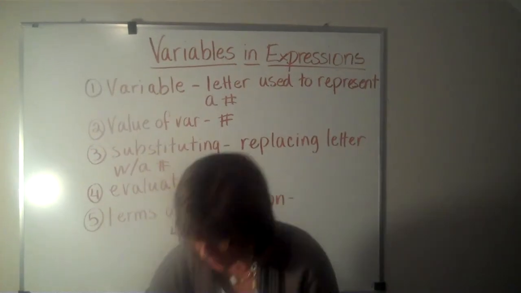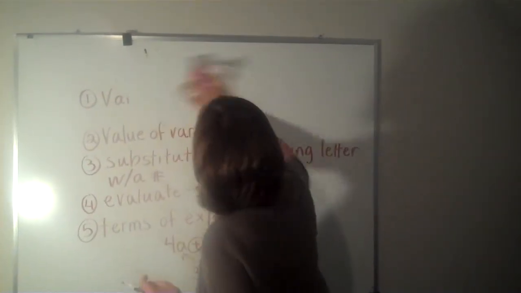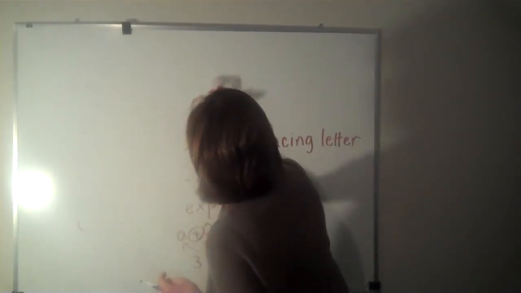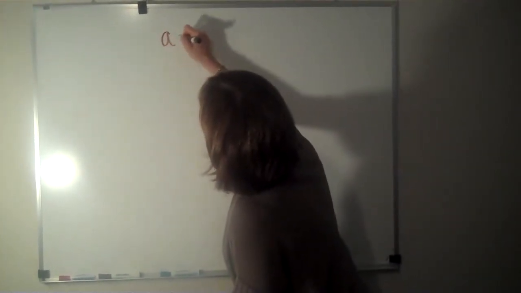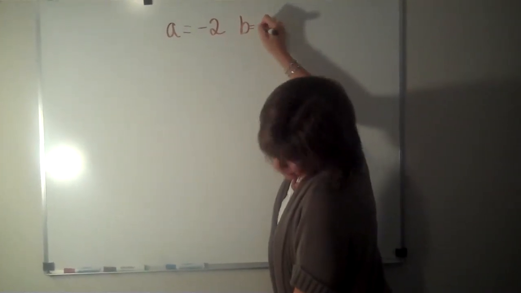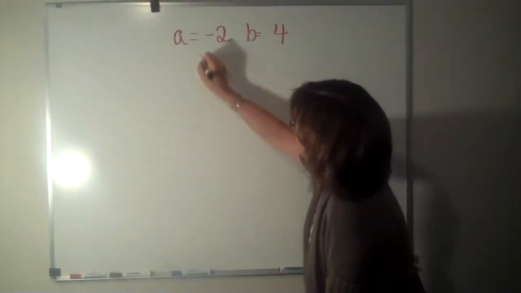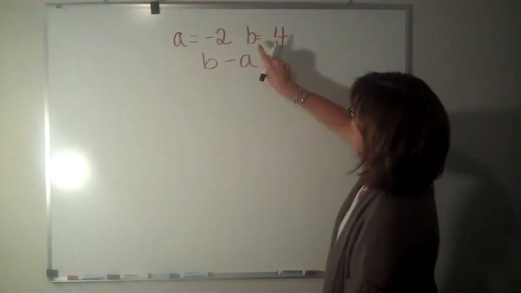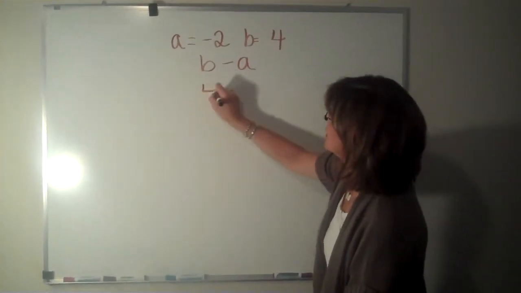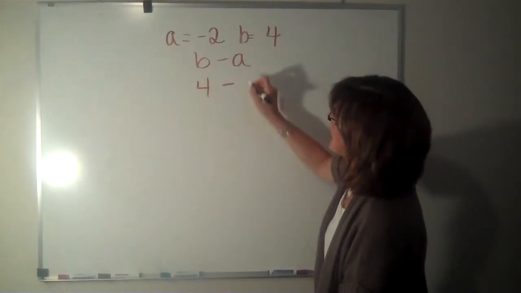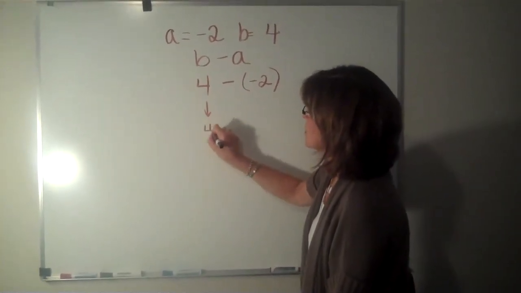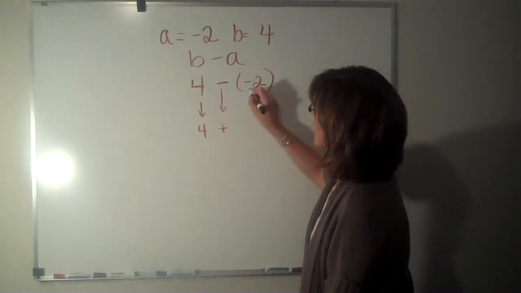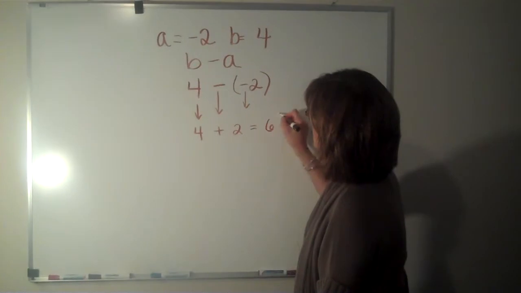I need a bigger board, I think. All right, so let's say that a equals -2 and b equals 4. So if I said b minus a, I would take my value for b, which is 4, and my value for a, which is -2. And now I have a subtraction problem, and if you remember subtraction, first number stays the same, change subtraction to addition, opposite. And so our answer would be 6.